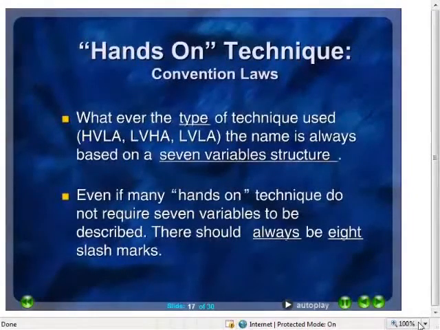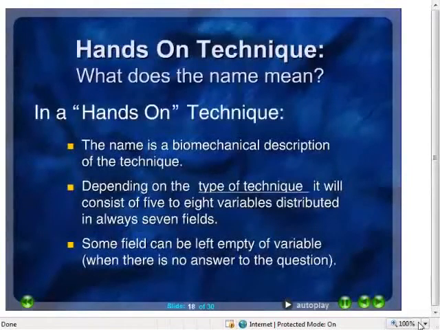Whatever the type of technique used, the name is always based on a 7-variable structure. Even if many hands-on techniques do not require 7 variables to be described, there should always be 8 slash marks and 7 variables. In a hands-on technique, the name is a biomechanical description of the technique. Depending on the type of technique, it will consist of 5 to 8 variables distributed in always 7 fields. Some fields can be left empty of a variable when there is no answer to the question.